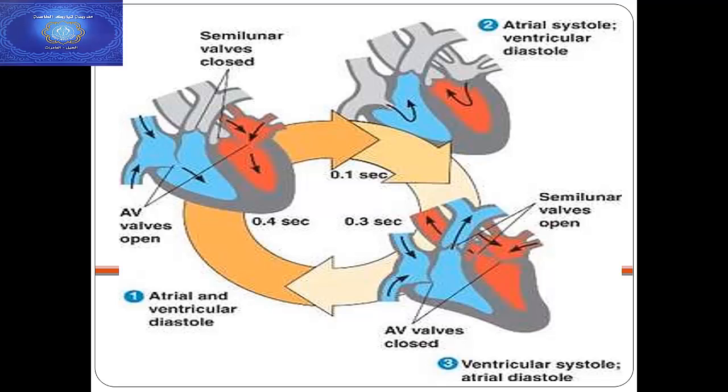Now come to the second picture, the ventricular systole. In the ventricular systole, what will happen? The atria relax and the ventricles contract. So the bicuspid and tricuspid valves also close, otherwise the blood will go back. The semilunar valve will open, and from the ventricle the blood will be taken by the pulmonary artery to the lungs to get oxygenated.